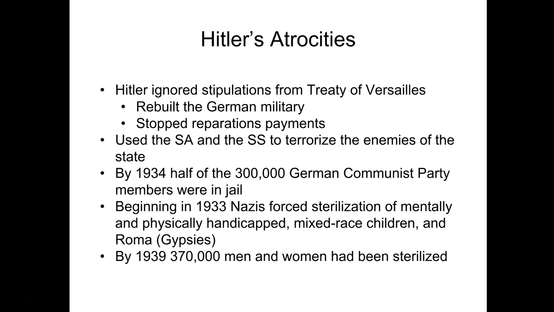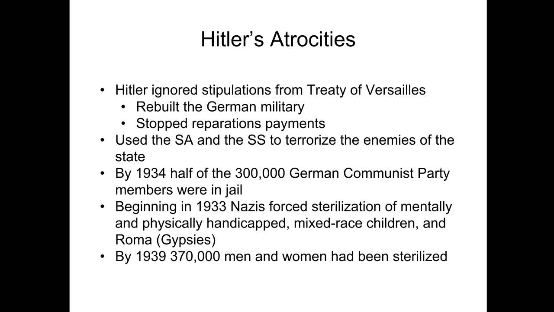Hitler also begins in 1933 the forced sterilization of unwanted groups, specifically the handicapped, mixed-race children, and gypsies. Those are his first target, right? The Roma is the proper term for gypsies. But those are his first targets, and he forces sterilization with the idea of ending their genetic lineage. And this is such a vast program that within 6 years, 370,000 men and women had been sterilized. That's 60,000 people a year through forced sterilization.